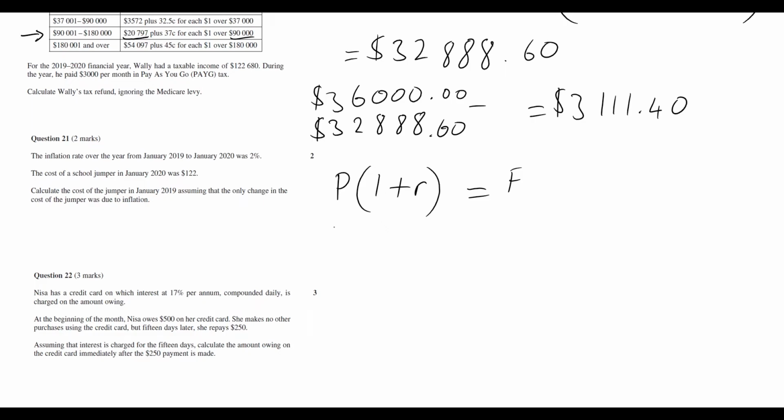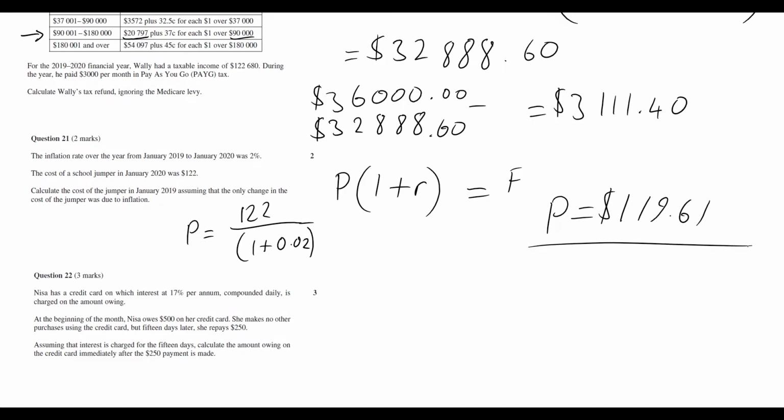So solving that now, we get P equals the final value, 122, over 1 plus 2%, so I'll write that as a decimal, 0.02. And that's our answer there. When we actually calculate that, we get P equals $119.61. And that's our answer to question 21.